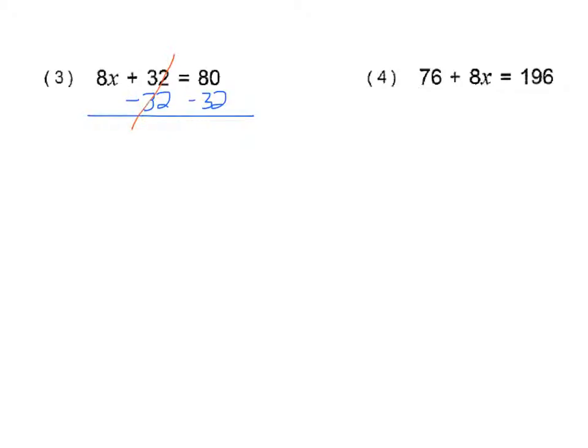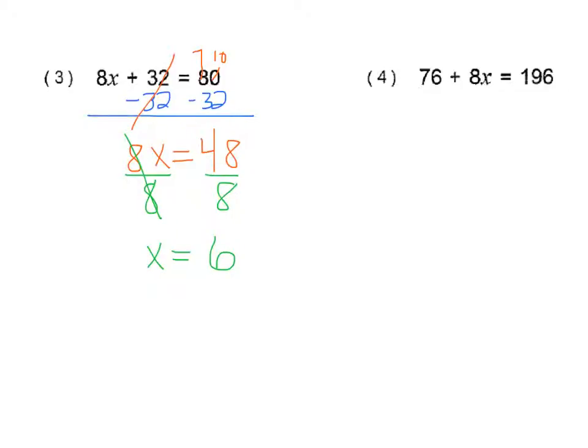The 32s cancel out, and we have 8x is equal to, and if we subtract, 10 minus 2 is 8, 7 minus 3 is 4. Now we have our 8 and the x sitting next to each other, which means multiply, so we're going to divide by 8 on this side and divide by 8 on the right side. So x is equal to 6.